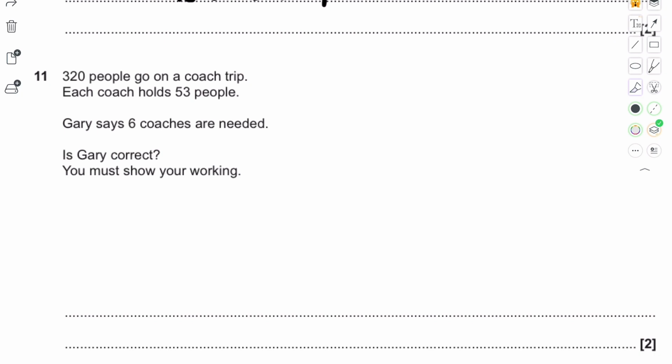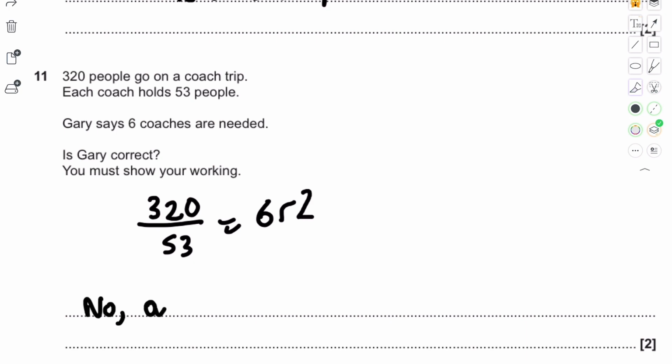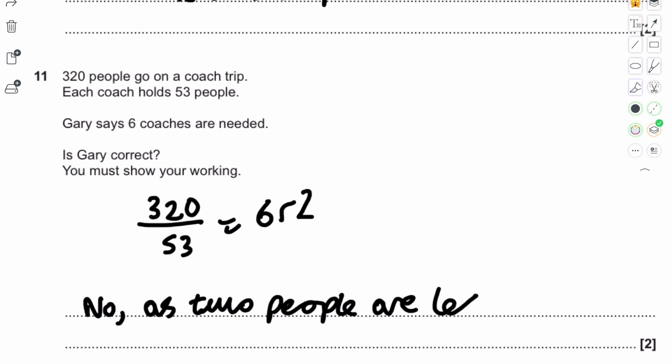320 people go on a coach trip. Each coach holds 53 people. Is Gary correct? So 320 divided by 53 equals 6, remainder 2. So no, as 2 people are left over. And that would mean you'd need a 7th coach or 7th vehicle.